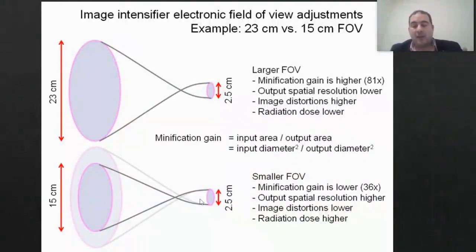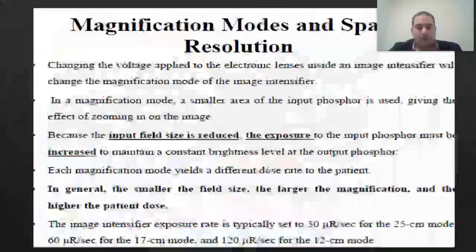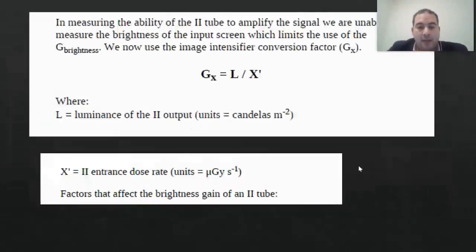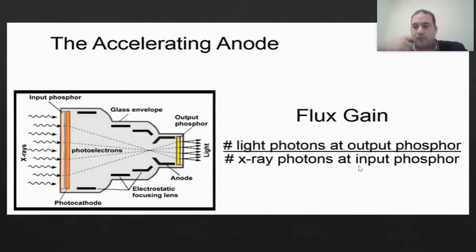So now, here are the X-ray photons entering at the input phosphor. The X-ray entered the input phosphor and exited, hitting the photocathode and producing photoelectrons. The focusing occurred in this manner, and the ratio between the output phosphor and the X-ray photons at the input phosphor was termed flux gain. Now I have two things, flux gain and minification gain.